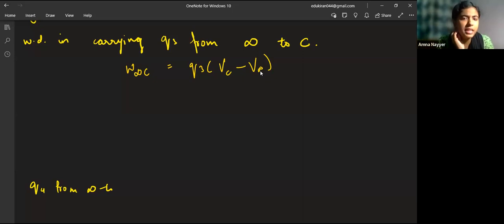All the charges are present at infinity only. Now, when we talk about VC, there will be the presence of two charges, because before Q3 was present, Q1 and Q2 were both present. So because of Q1 you will have a potential, and because of Q2 also you have a potential. So this is Q3, V infinite is 0. Just a second.